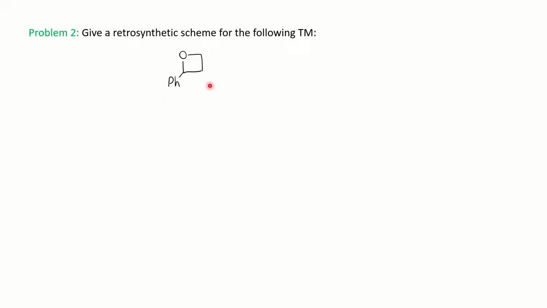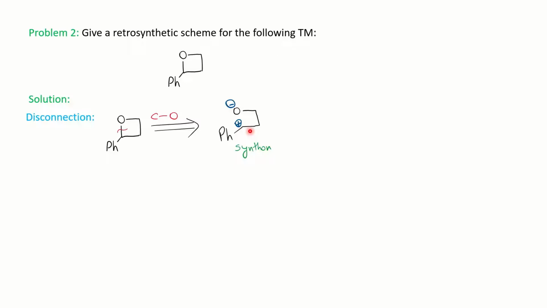The next problem, you can see you have a 4-membered ring having an oxygen. That is your target molecule. So if we see the disconnection approach to find out the starting material, here you can see we have a C-O bond. So we will disconnect that C-O bond. Oxygen will get a negative charge and this carbon will get a positive charge.